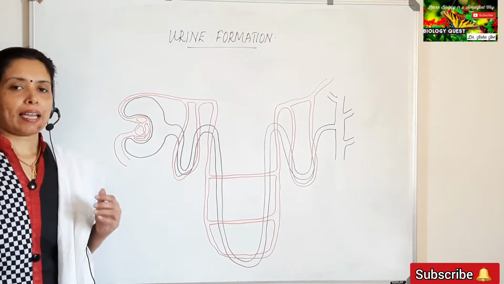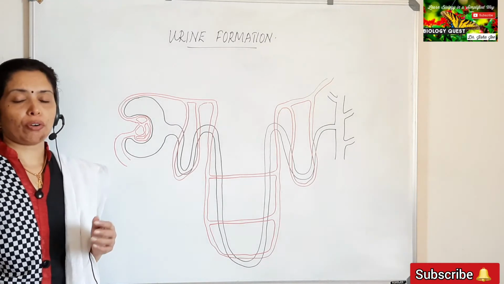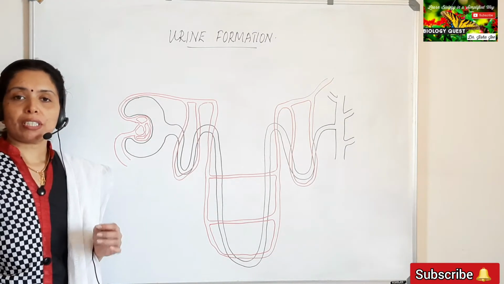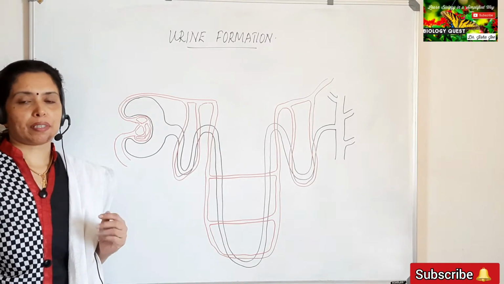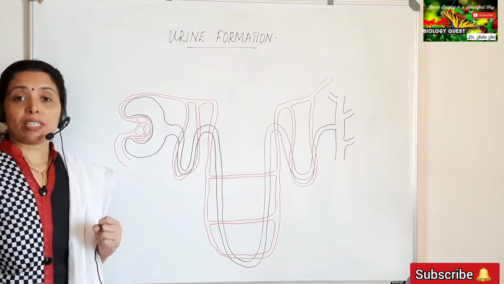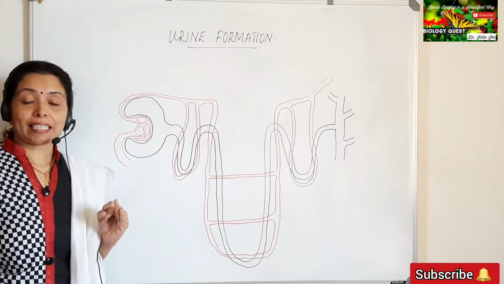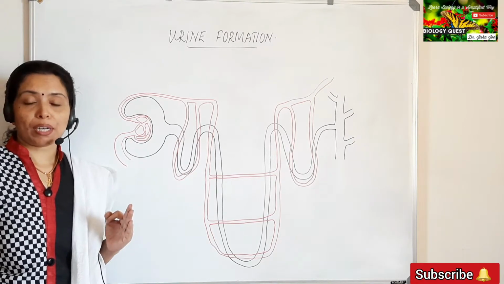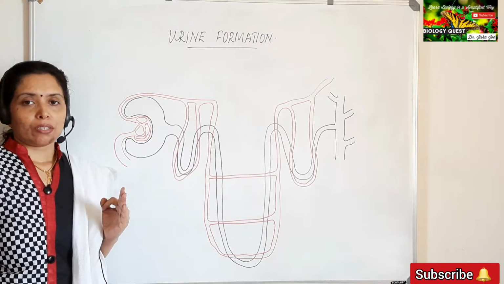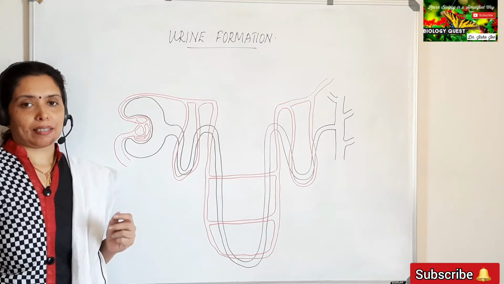As I have mentioned before, we are starting with the formation of urine. Urine formation takes place in three major steps. The first step is ultrafiltration, the second step is selective reabsorption, and the third step is tubular secretion. Now we shall see what each of these steps is.